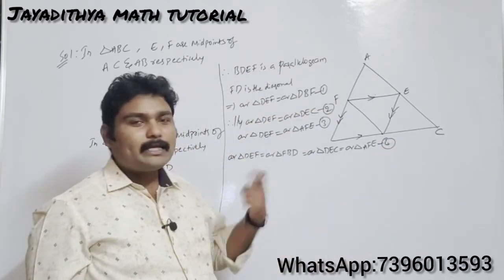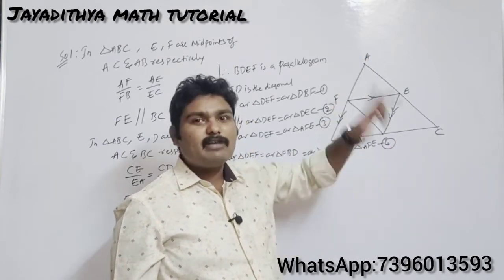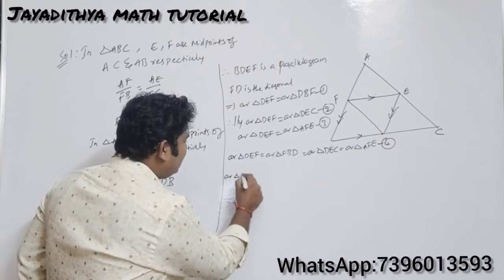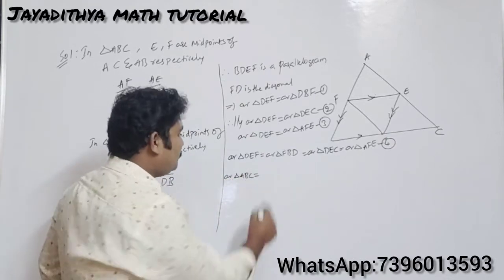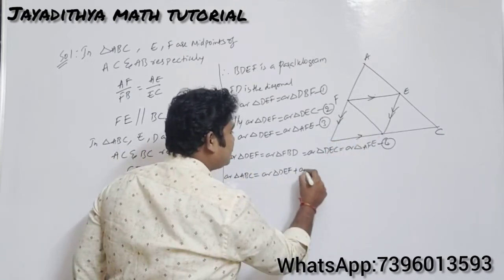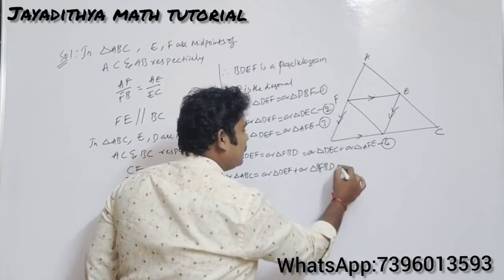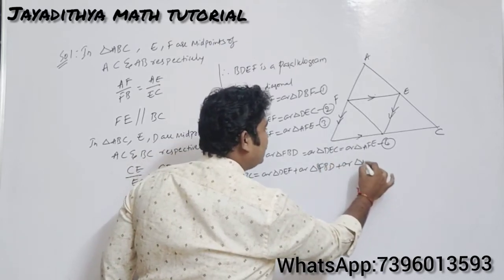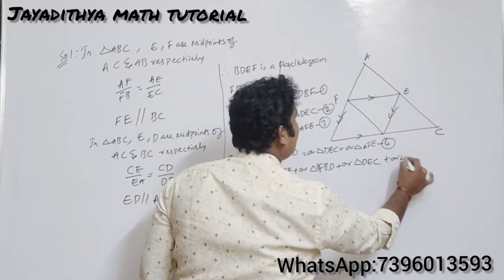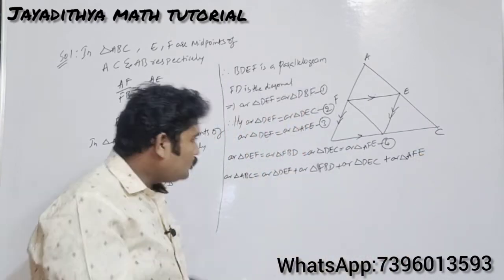So from the figure, what can you observe here? So area of triangle ABC will be equals to sum of areas of all the 4 triangles, right? So write that one. So area of triangle ABC will be equals to area of triangle DEF, this part, plus area of triangle FBD, this one, plus area of triangle DEC, plus area of triangle AFE now. Clear?